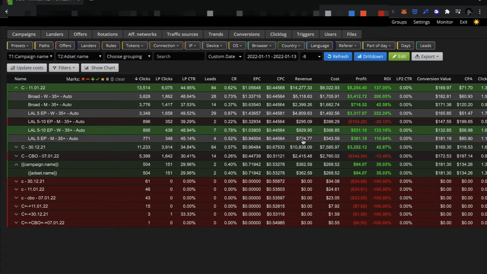LAL 5 men, 724. Again, $5 difference. Happy days, 100% there. So we can see this campaign is absolutely crushing, and at, not crazy scale, but decent scale. We launched this a couple of days ago, I think.